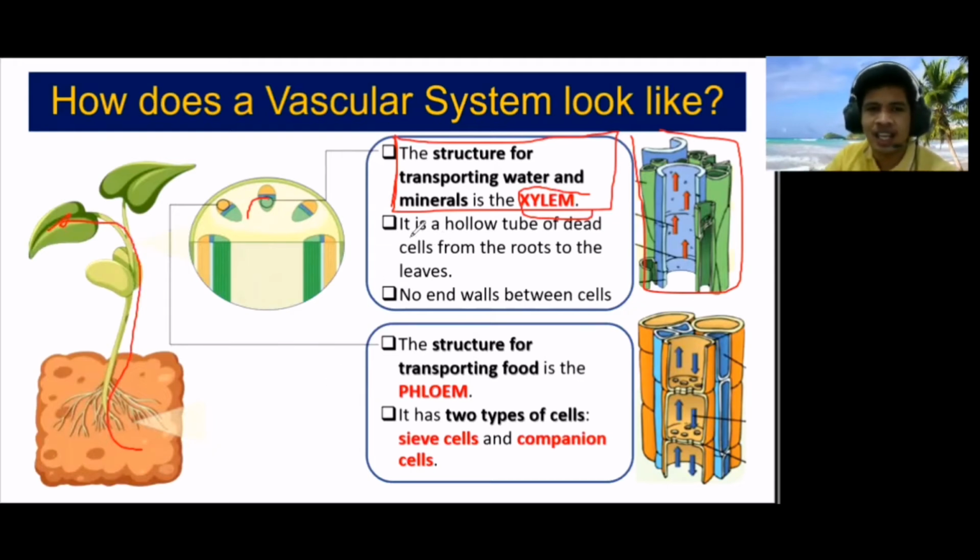It is a hollow tube. When we say hollow, nothing inside. Okay, hollow tube. No end walls between the cells. Okay, no end walls. Later on, we're going to understand what you mean by that. Okay, next, number two. Number two is phloem.